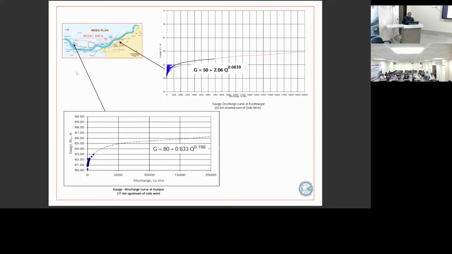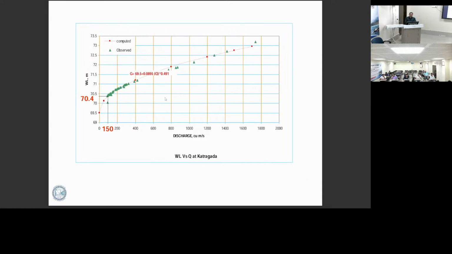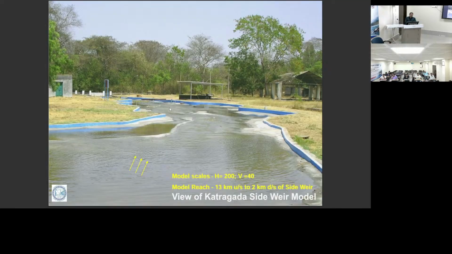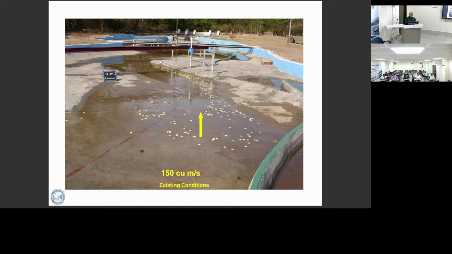So this is the gauge discharge curve. This is the inlet flow and this is the outlet. This is the inlet, discharge was passing, and this is the control gauge, the outlet. For a particular discharge, this is the water level at Katragada, near this point. So this is the model. You can see this is the embankment, and this is the existing condition. We have run the model, and this is the area of the side weir. This is the existing condition without the side weir. The side weir was not considered, but this is the location of the side weir.